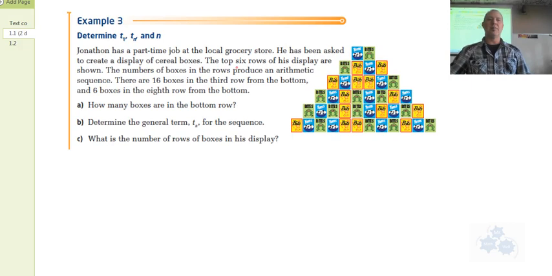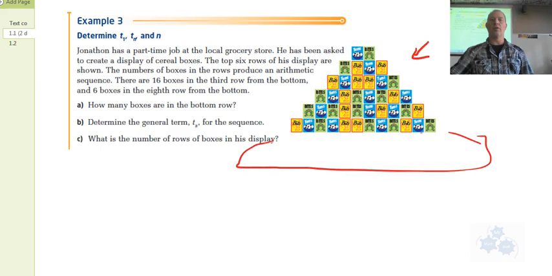John has a part-time job at the grocery store. He's asked to create a display of cereal boxes. Looks something like this. The top 6 rows of his display are shown. This is the top 6. So there's more underneath. Okay, you see that? There's more underneath. But the pattern continues for the lower rows. The number of boxes in the rows produce an arithmetic sequence. Good to know. There are 16 boxes in the 3rd row from the bottom.